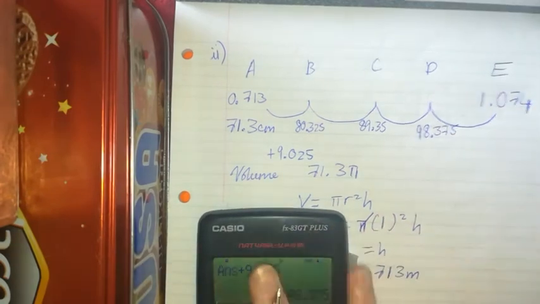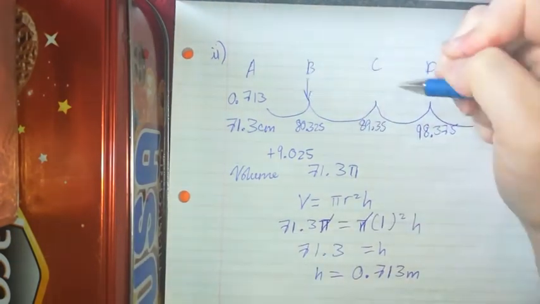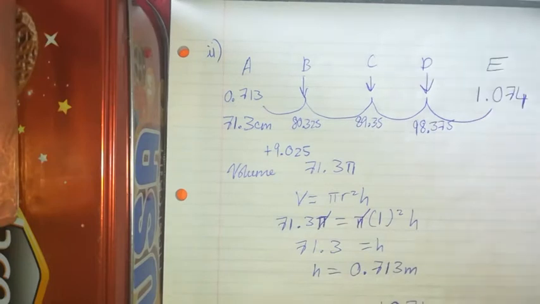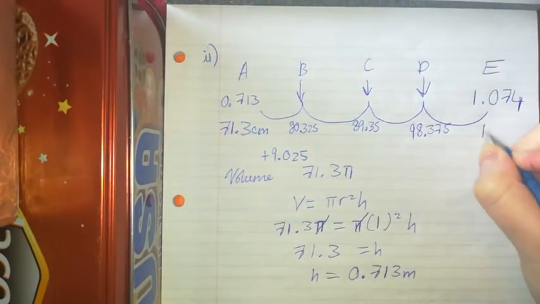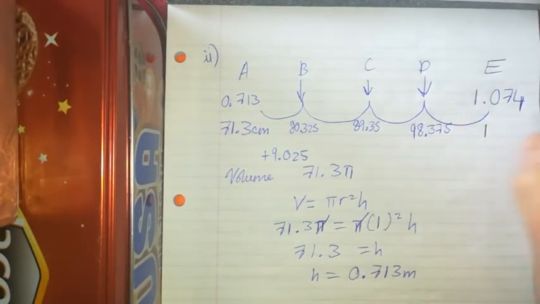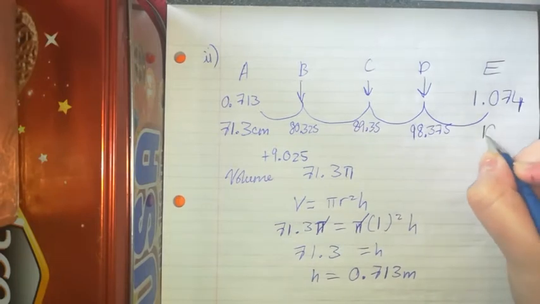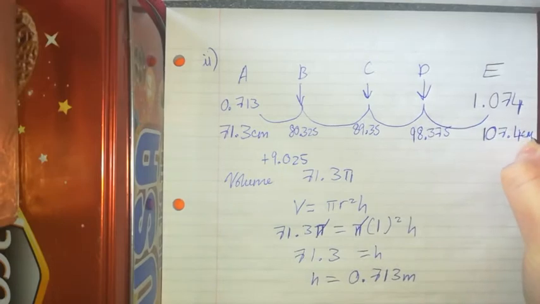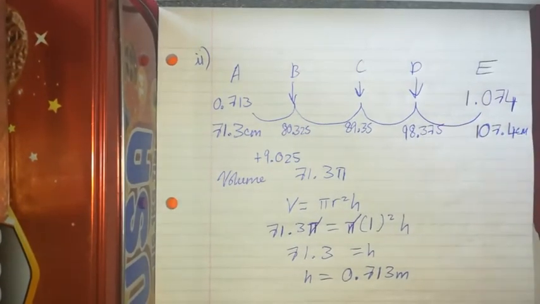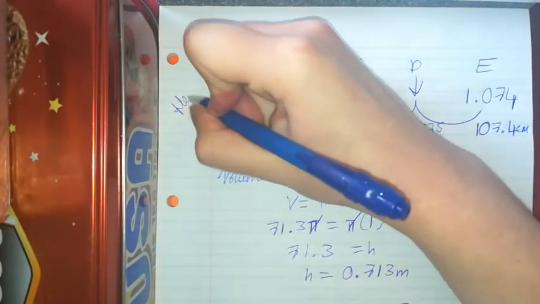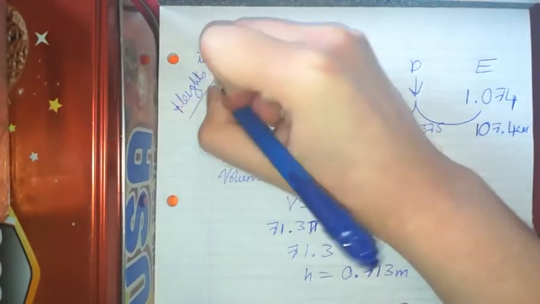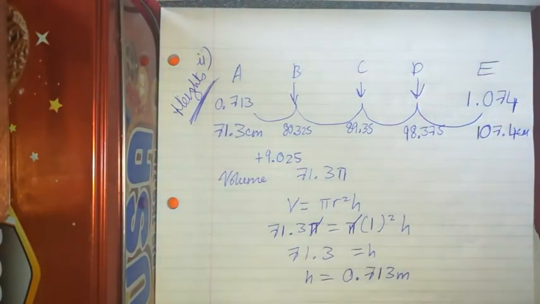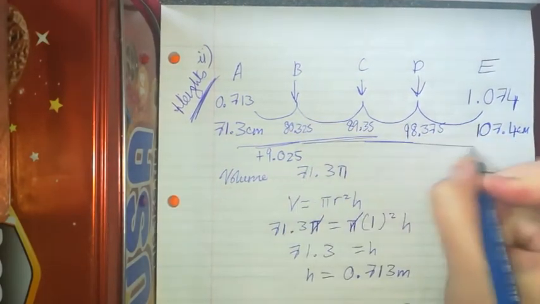So the height of A is this, this is B, C, D, and they want it all in centimeters, so I'll just put this in centimeters. So that'll be 107.4 centimeters. So that's the heights of them all in centimeters. So the heights of the bars, they're my heights, and so that's my answer for that.